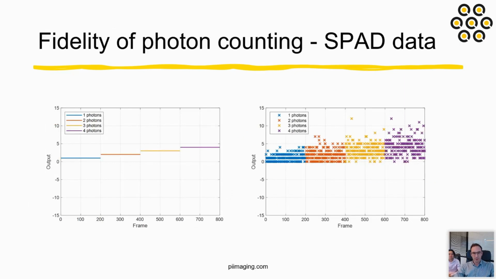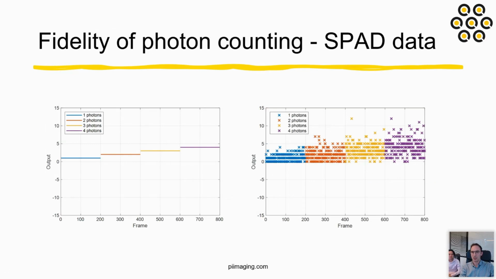How is this possibility to count photons translated into data? Here we are showing you an input on the left-hand side: 1 photon, 2 photons, 3 photons, 4 photons. When we switch to light detection, for example with a SPAD image sensor, we of course introduce Poisson statistics, or Poisson distribution. This is the best that you can get, limited by the quantum nature of light. And you can still see discrete levels, which are really easily distinguishable.